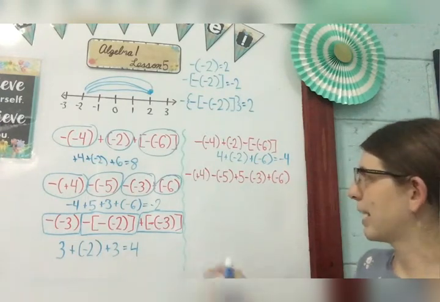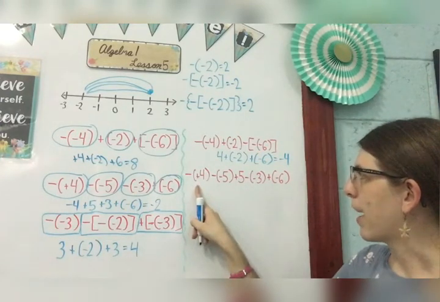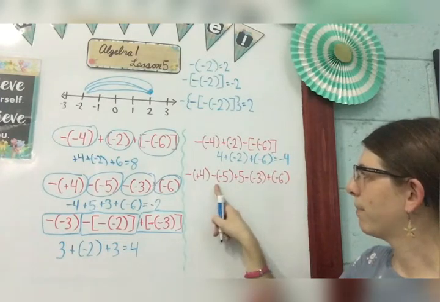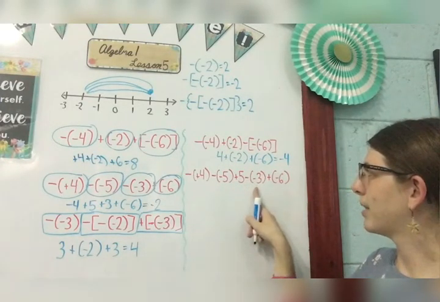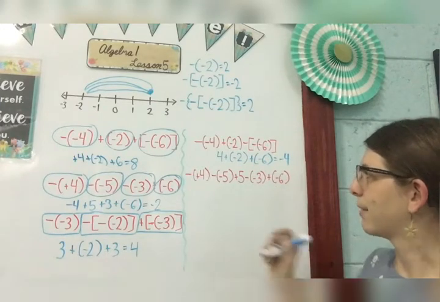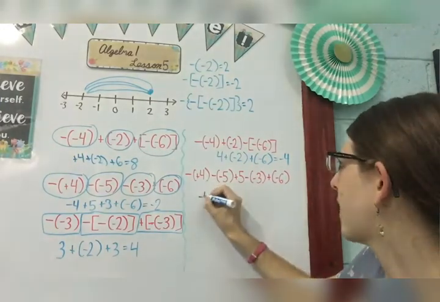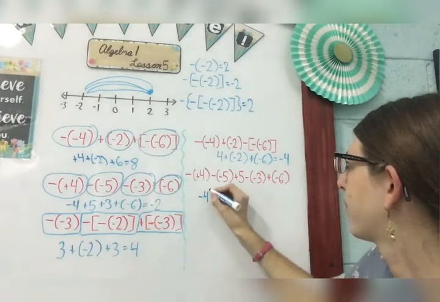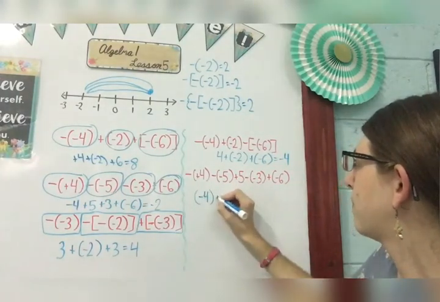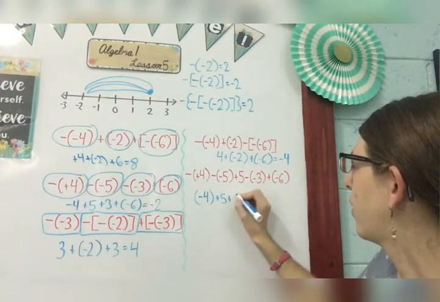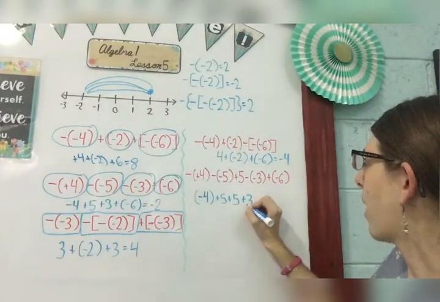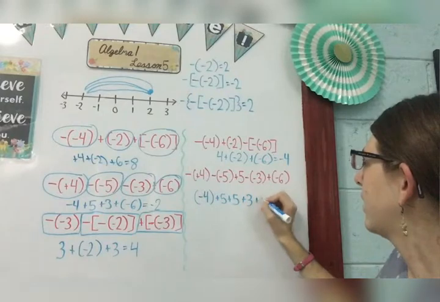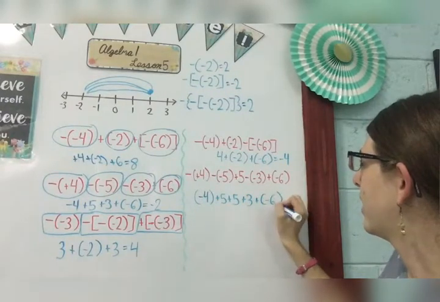Let's try our last example. The opposite of positive 4, the opposite of the opposite of 5, plus 5, the opposite of the opposite of 3, plus the opposite of 6. 1 negative sign, so that means this is negative 4. 2, so this is positive. None, so that's positive. 2 signs, so that means that's also positive. 1 sign, so that means it is indeed negative.